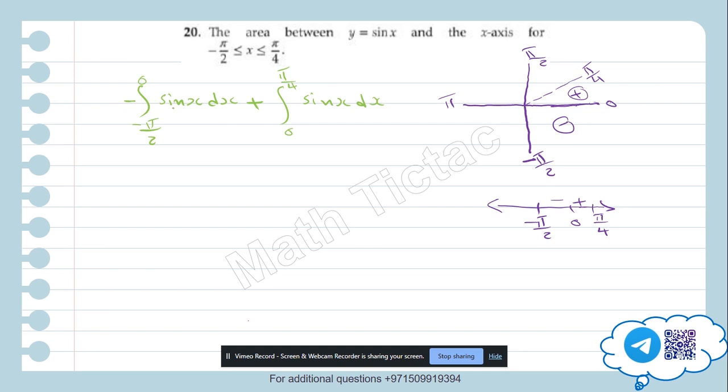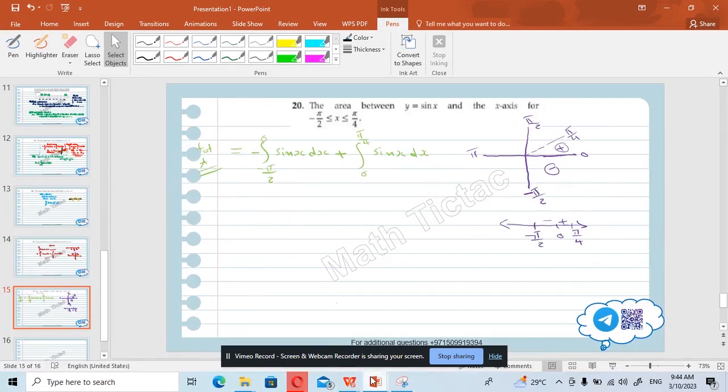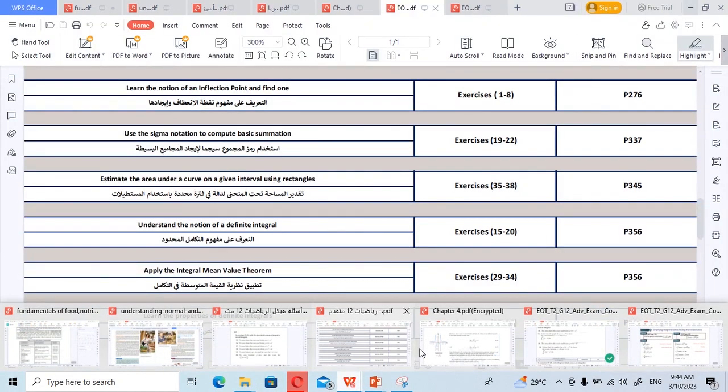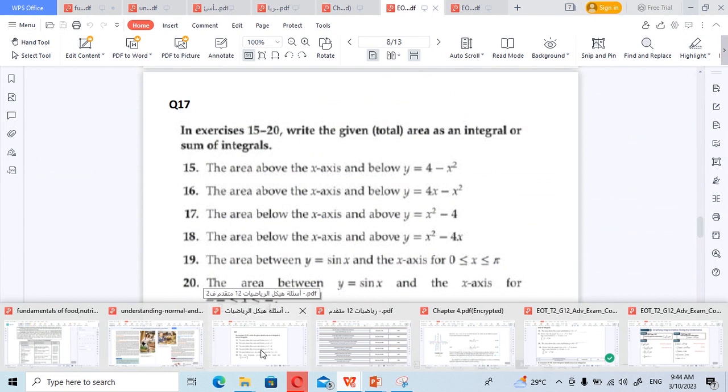So the negative with the negative resulting from this part, they will be cancelled. So that will be positive after that. So this is the total area. That's it. Okay, so be careful. These questions sometimes will be tricky. So let's see a question about below actually.